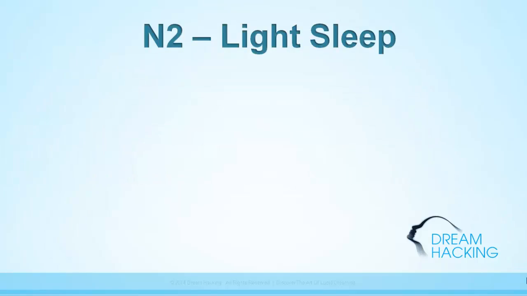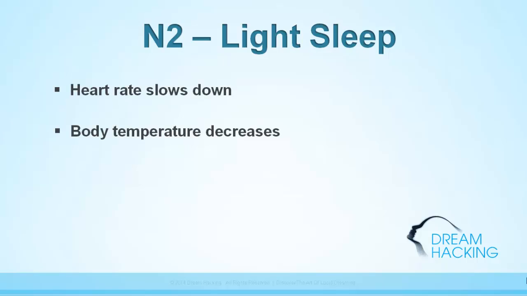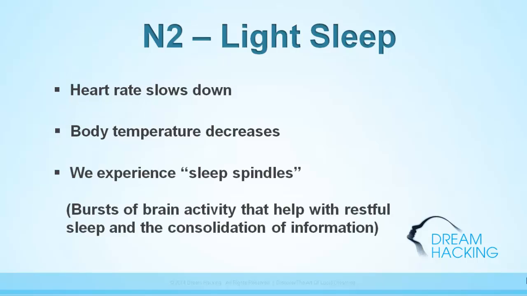Our next stage is N2, otherwise known as light sleep. In this stage of sleep, our heart rate slows down, our body temperature decreases, and we experience something called sleep spindles, which are bursts of brain activity that help with restful sleep and the consolidation of information.